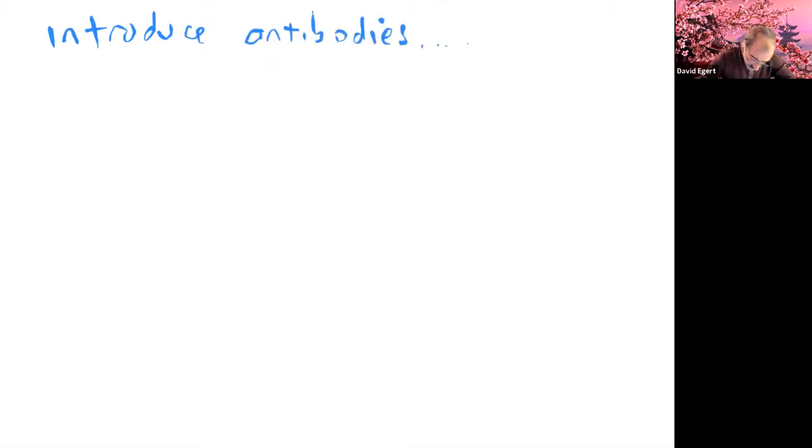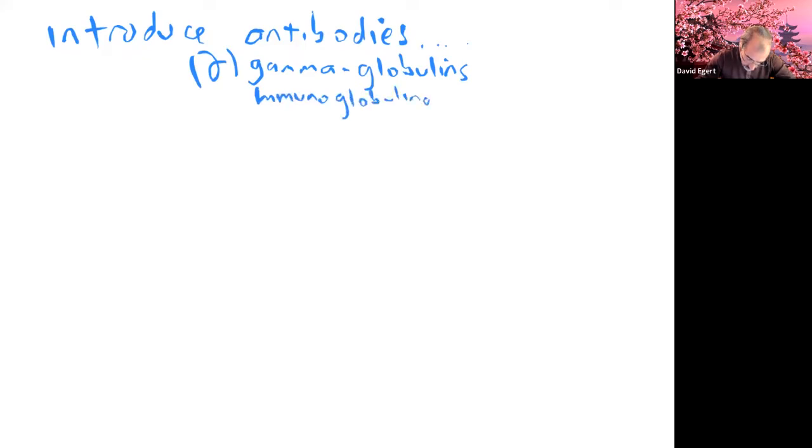Antibodies are also called gamma globulins. They're also called immunoglobulins. And they're basically proteins. They're often found in your plasma, in our case, when we're going to be looking at them.